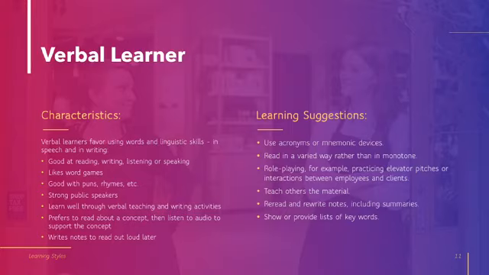So reread and rewrite notes, including summaries. Oh, I couldn't do this, but verbal learners can: reading the notes over and over again, or even just rewriting them and then reading them again and doing summaries. These are all ways that help verbal learners learn. And show or provide lists of keywords. Doing keywords is a great way.